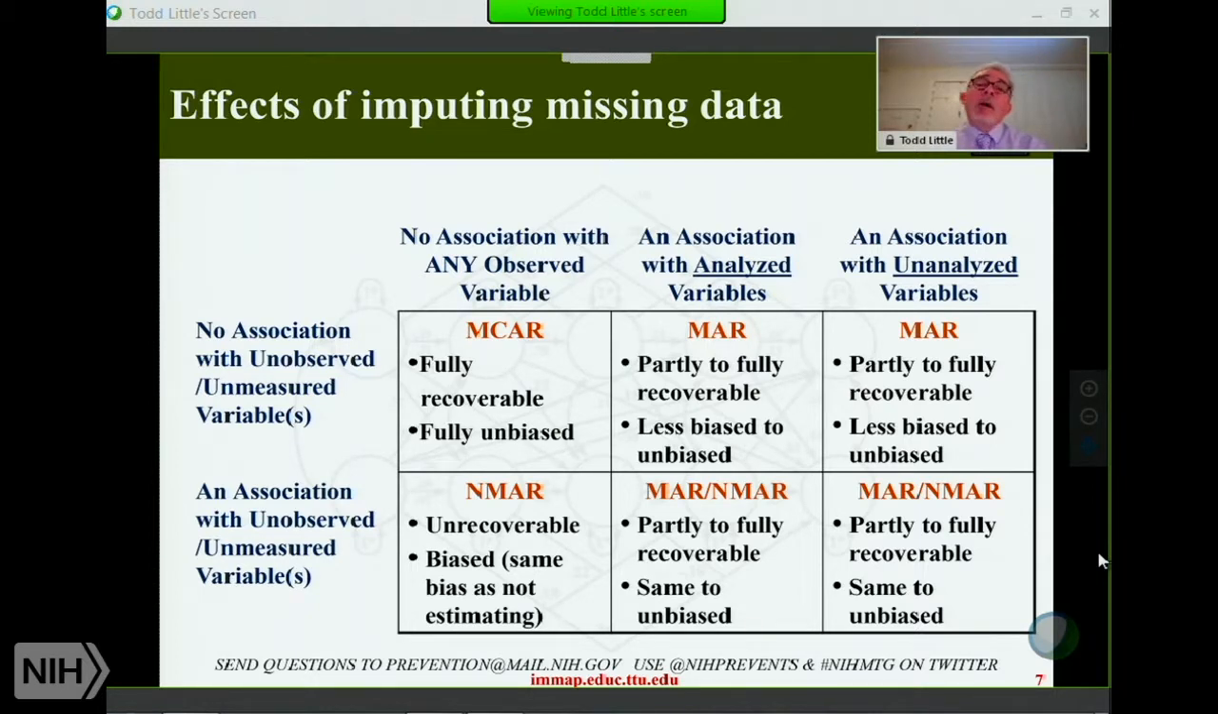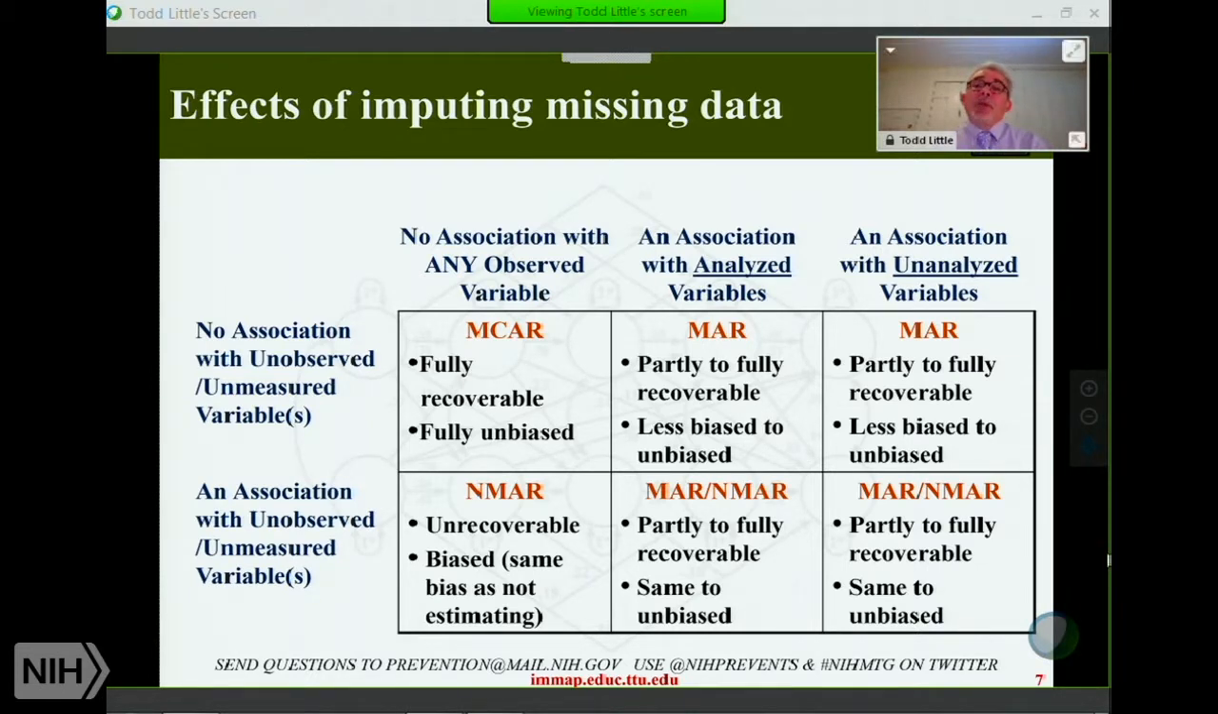And I think one of the problems right now in the literature, when people utilize full information maximum likelihood, they will make a statement like, well, we assume that the data are missing at random, and therefore we have corrected for the bias. That's not true unless the variable or variables responsible for missingness are included as part of the analysis model.